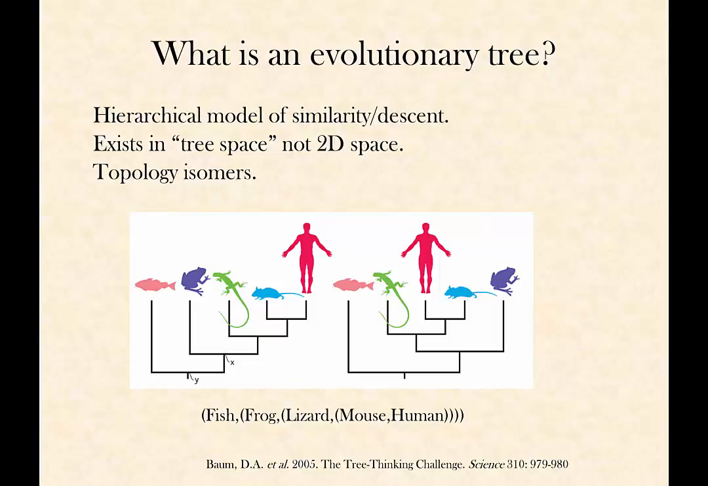Importantly, we've got it drawn on a piece of paper here, but a tree doesn't exist in two-dimensional space. It exists in what we call tree space, the space of trees. So, for example, we can see here that this is in fact the same tree, but just drawn in different ways. So we've got these topological isomers. Here the human and the mouse are most closely related, and they're most closely related to the lizard, but we've just drawn them differently. So the same tree can be drawn in different ways.